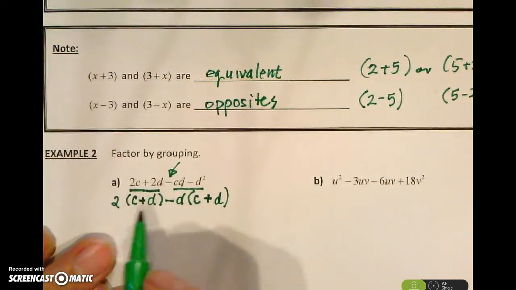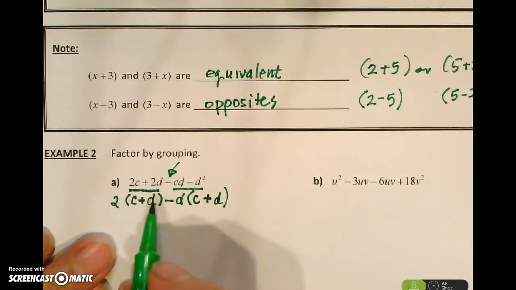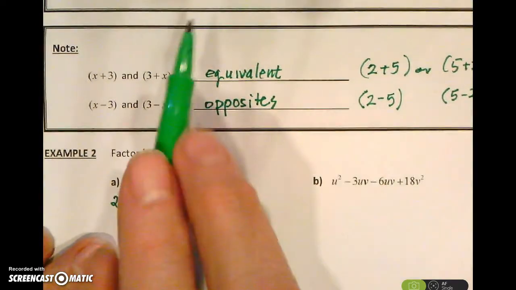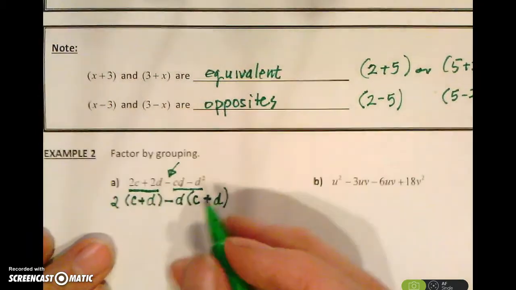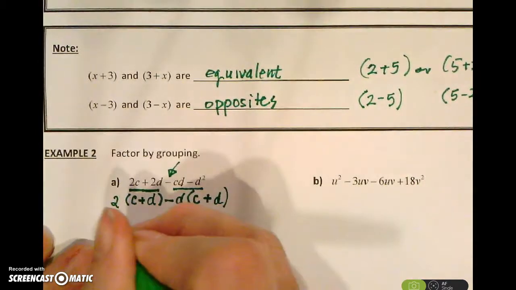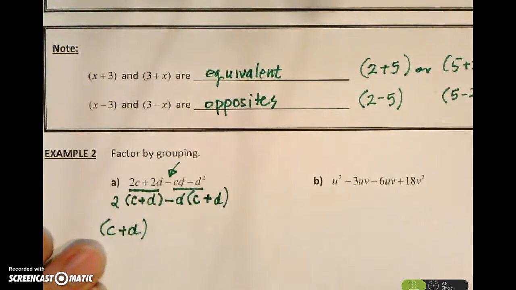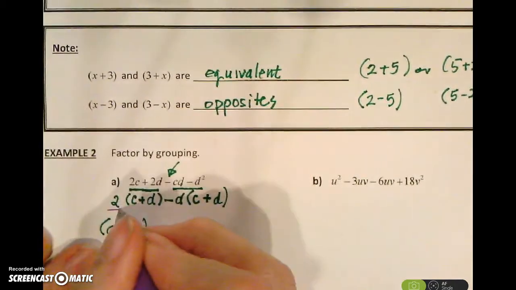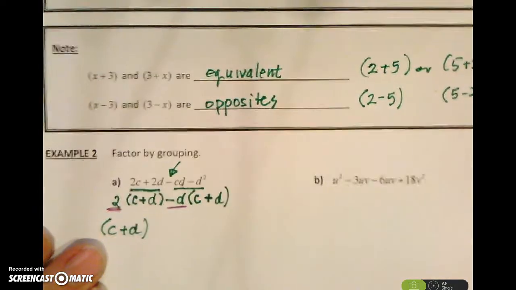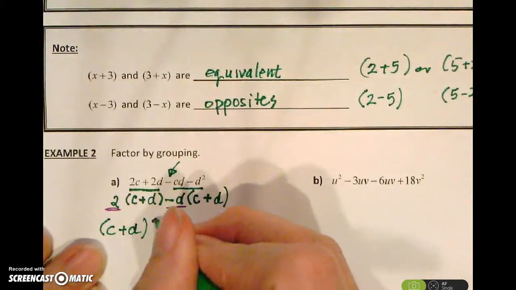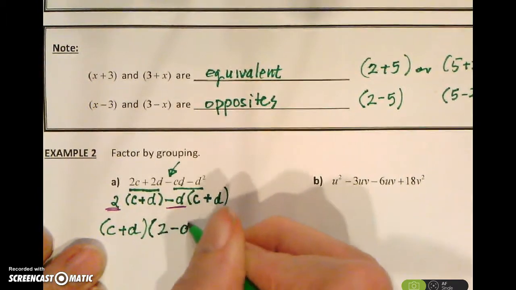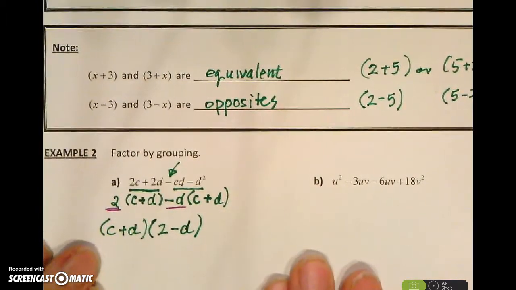All right, so now I notice that my 2 parentheses are the same. So we're going to do like we did earlier on this page. And we're going to take that common factor to the front. And then that leaves us with the 2 and the minus D right there. So 2 minus D for our answer.